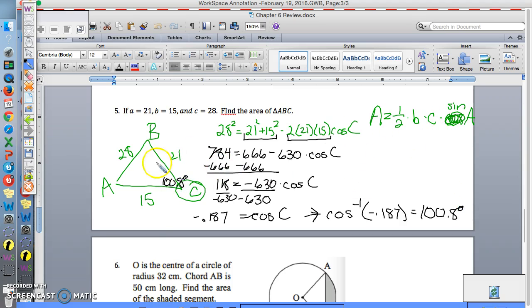So even though it doesn't match up with these letters, we have two sides and the included angle. So we can do 1/2 times 21 times 15 times the sine of 100.8, and we end up with 154.7, and we can just add on units squared.